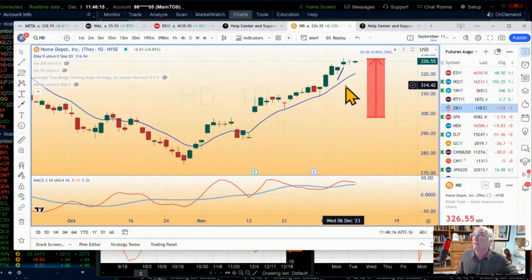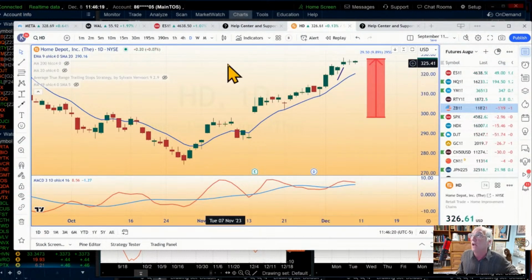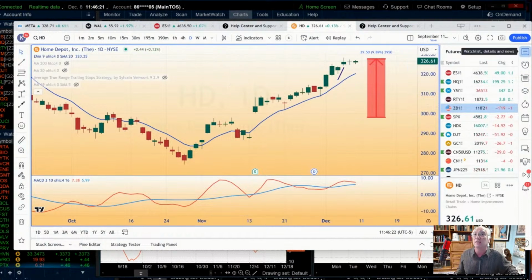Now, do I think that if the overall markets get nailed enough that this is going to go down? Yeah. But it just isn't there at the moment. So it's just not there at the moment. Just want to make that clear.